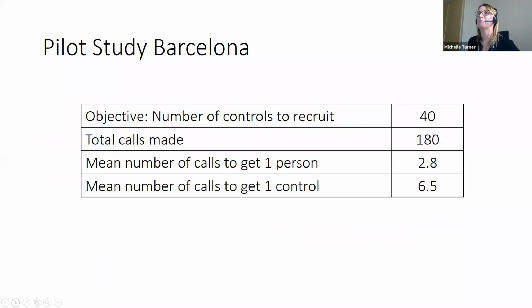So this is an example of a study in Barcelona that was done. What they wanted to do is recruit 40 controls, but it took them 180 phone calls. It took them an average of 2.8 phone calls just to get one person to answer the phone. And then to get one person to agree to participate took about 6.5 phone calls. So it's a lot of work, and it's expensive to pay for this work.